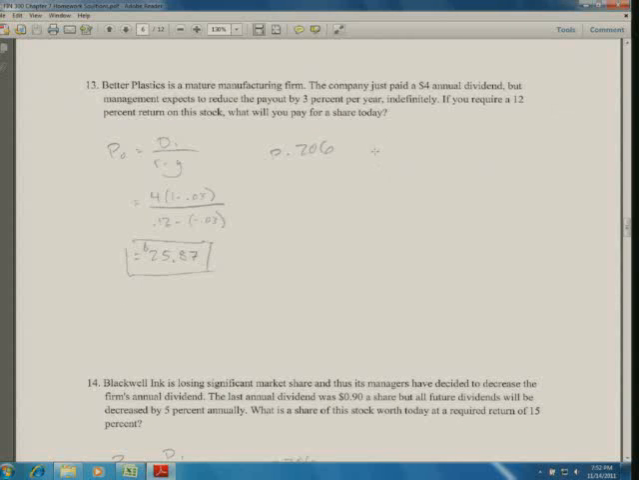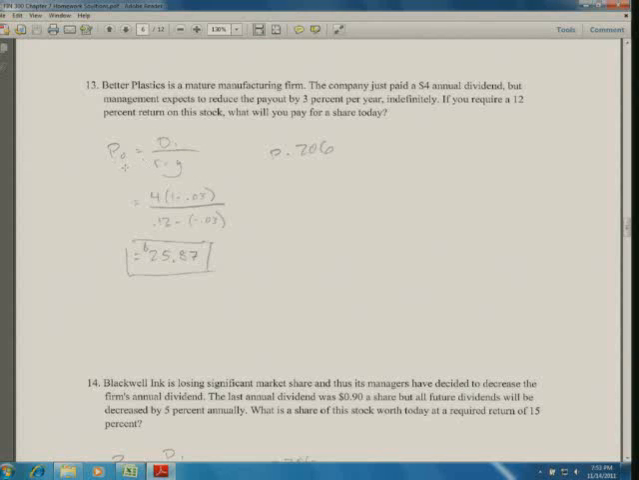Okay, this problem just shows you that this constant growth dividend model can be applied not only for positive growth but for negative growth as well. All it requires is that the growth rate, be it actually growing or shrinking, is constant. And in this case, they're actually going to reduce the payout ratio by 3% per year instead of increasing it like we've done in the previous problems. But we can still apply the exact same formula here.